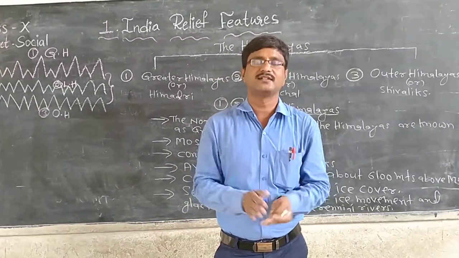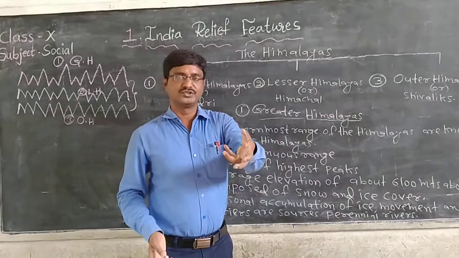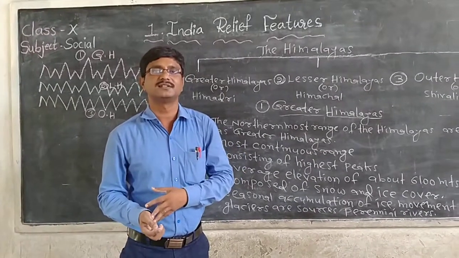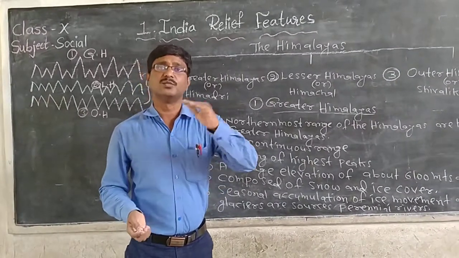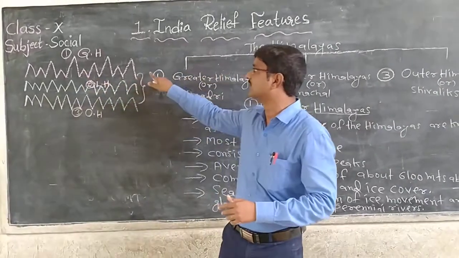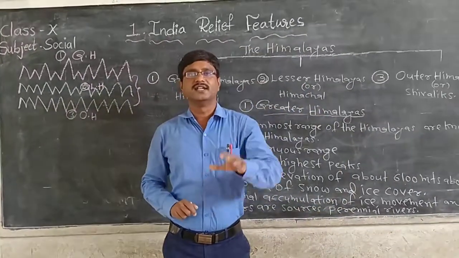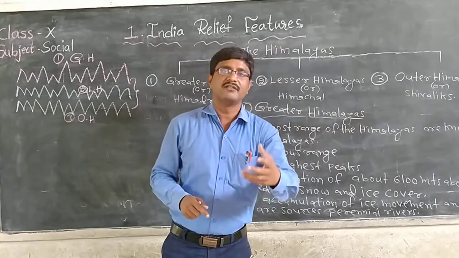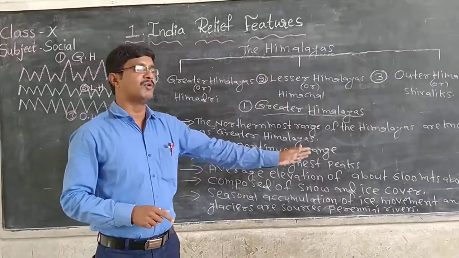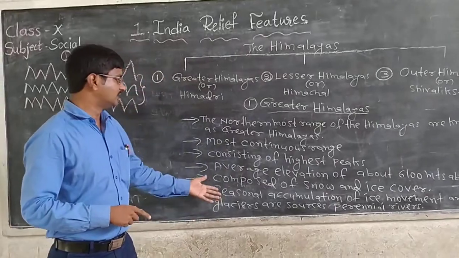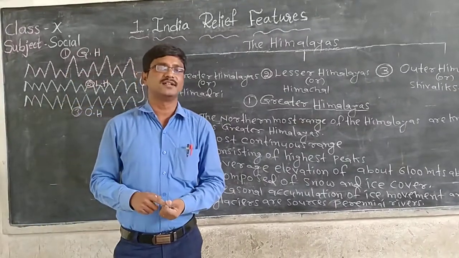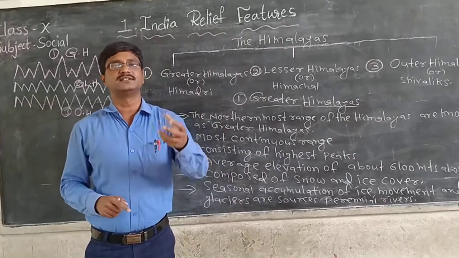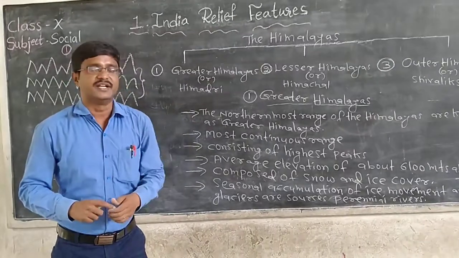Have you understood? What are the characteristics of Greater Himalayas? The northernmost range of the Himalayas is known as Greater Himalayas. The Greater Himalayas are the most continuous range. They consist of the highest peaks, and the average height of the Greater Himalayas is about 6,100 meters. They are composed of snow and ice cover. Seasonal accumulation of ice, and movement and melting of glaciers, are the reason for the perennial rivers.